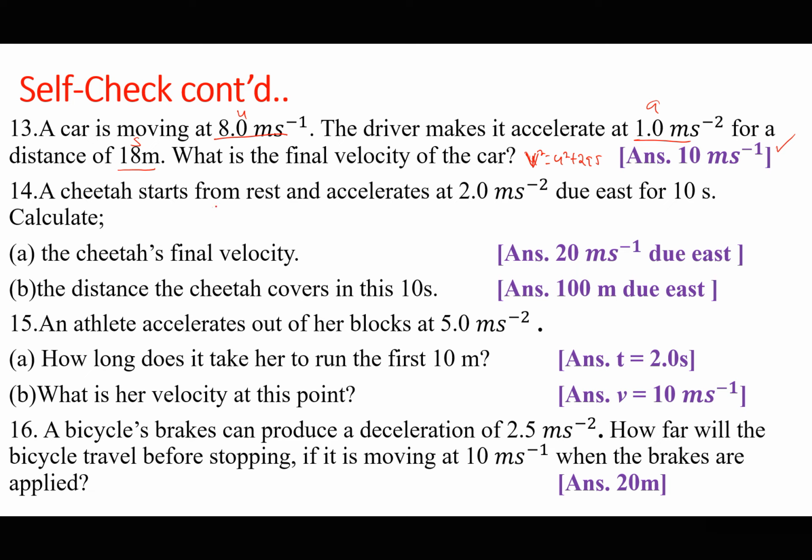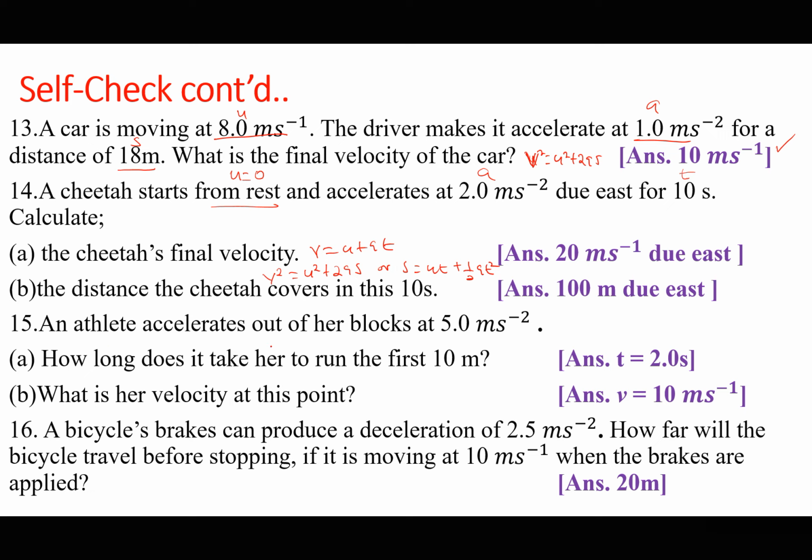A cheetah starts from rest, which means initial velocity is equal to 0, and accelerates at 2 meters per second squared, that is the acceleration, due east for 10 seconds. So this is t. Calculate the cheetah's final velocity. So I can use v equals u plus at. Then the distance that the cheetah covers in this 10 seconds. Since you have the final velocity, you can either use v squared equals u squared plus 2as to find the distance, or you can use s equals ut plus a half at squared to find the distance, because everything is now known.